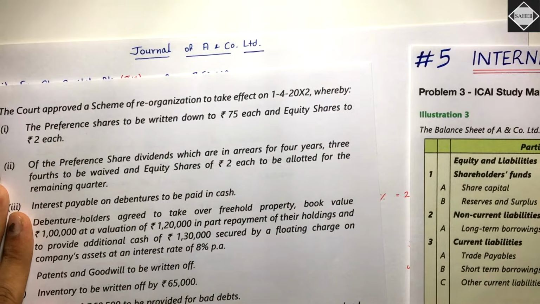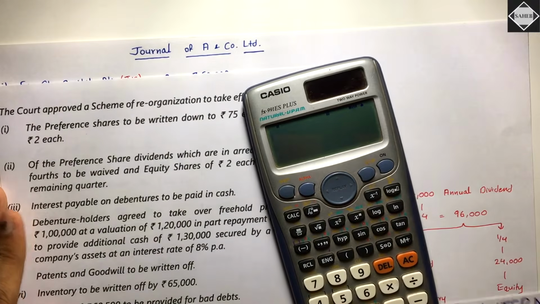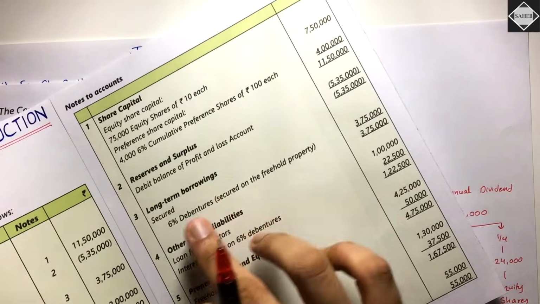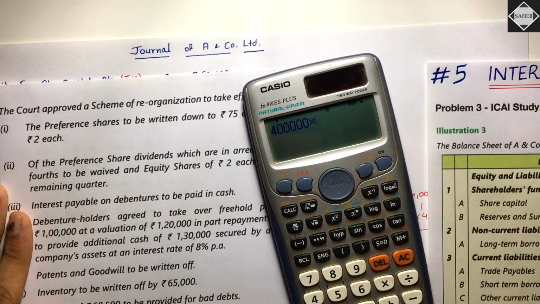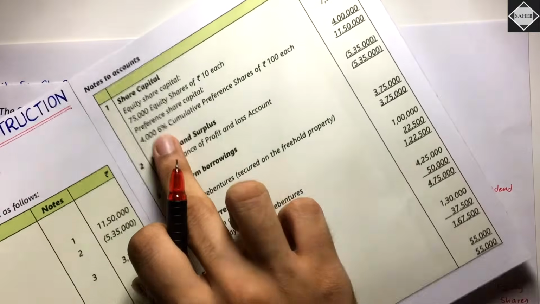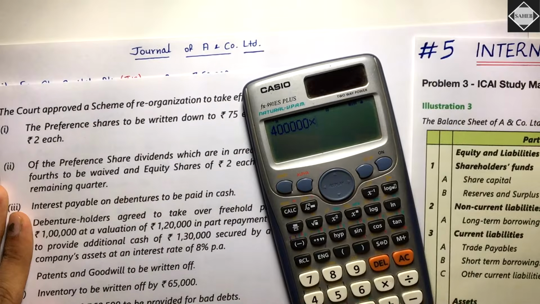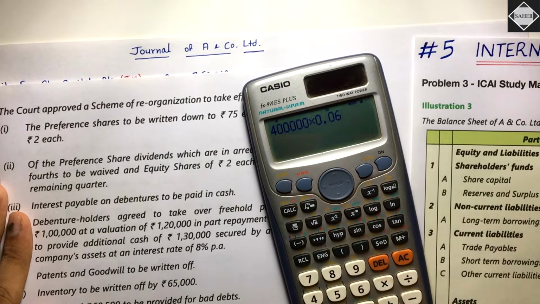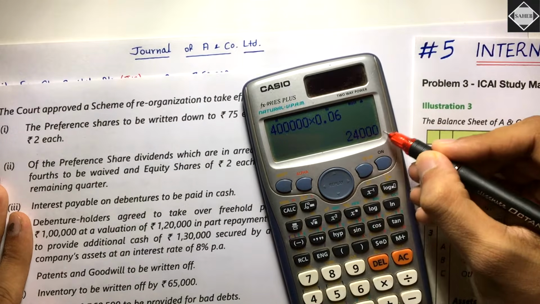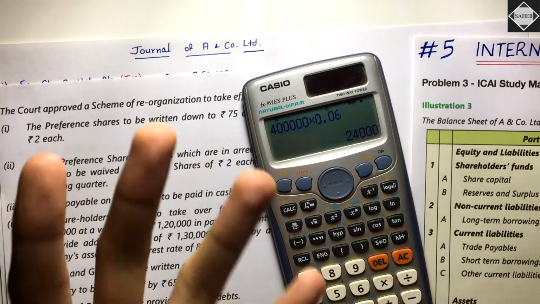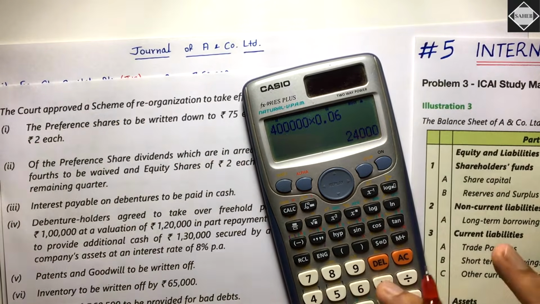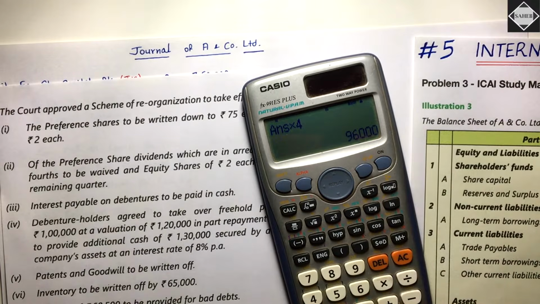So let's calculate that. Preference share capital in the balance sheet was how much? In the balance sheet, preference share capital was 4 lakh, right? So on 4 lakh, and what is the percentage of dividend? 6%. It's given, 6%. So 4 lakh into 0.06, that's 6%, so that's equal to 24,000. So 24,000 is the dividend of 1 year, and they are saying 4 years are in arrears, so into 4, that's equal to 96,000.